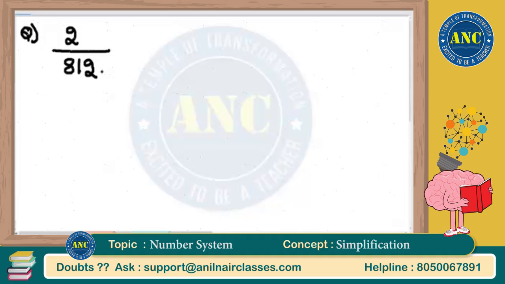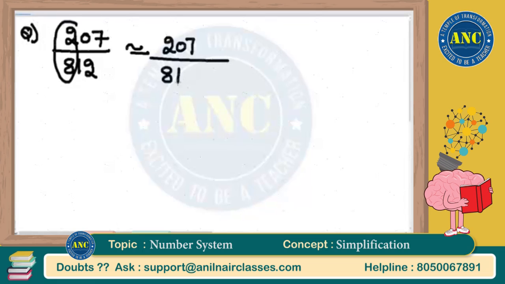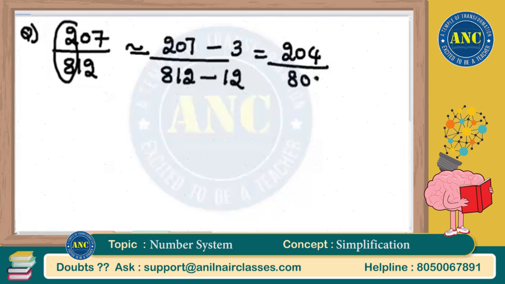212 divided by 812... 207 divided by 812. Immediately it should strike you: 2 by 8 is 1 by 4. 1 by 4 means try to make the denominator a multiple of 100. If I subtract 12 from the denominator, the numerator should be subtract 3, so it should be 204 by 100. Answer over. It is 4 times... 1s are 4, 2s are... Answer is 25.5.